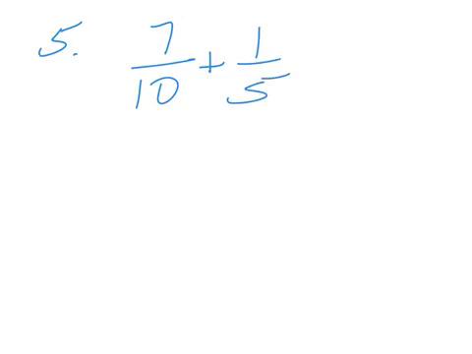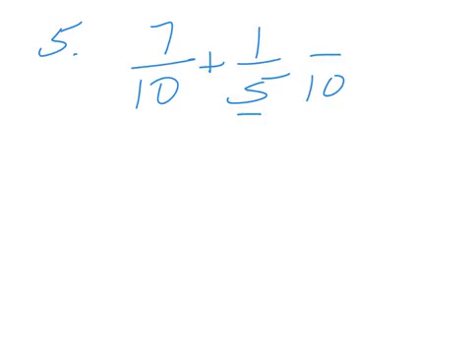Sometimes I like to pick one quick clue and see, does the smaller denominator, which in this case is the 5, fit into the larger denominator equally? In other words, can I multiply something times the smaller denominator to get the larger denominator as the answer? In this case, yes, we can. If that's the case, the 7/10 gets to stay the same. We don't have to change that one. My common denominator in this case would be 10.